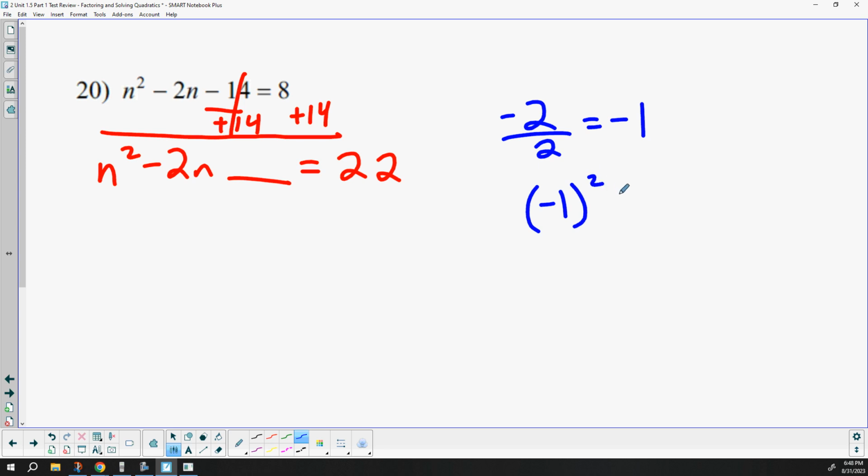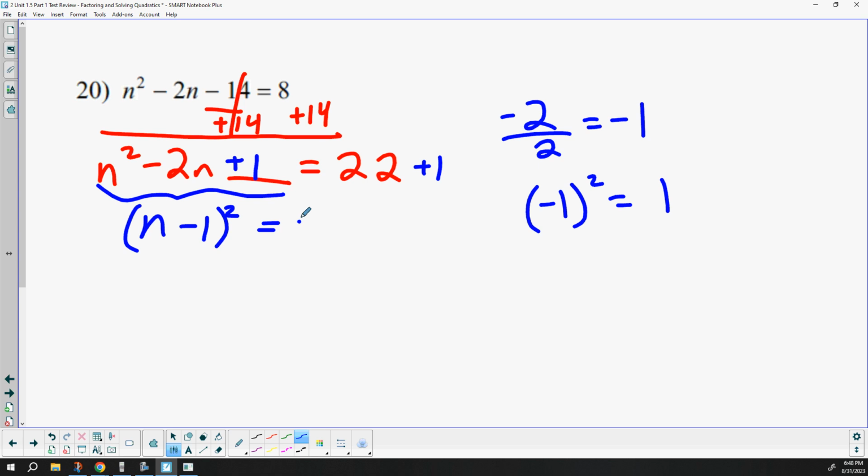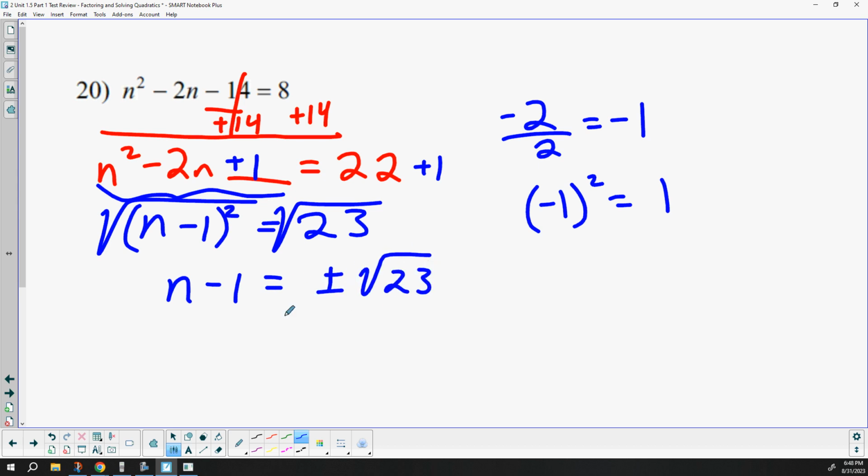Plus 1, plus 1. This is already set up because we completed the square, so n minus 1 squared should equal 23. Take the square root. N minus 1 should equal plus minus root 23. I know this doesn't simplify, so I told y'all when it's irrational, you can go ahead and just add the 1 to both sides, or whatever that constant might be. So n equals 1 plus minus root 23.